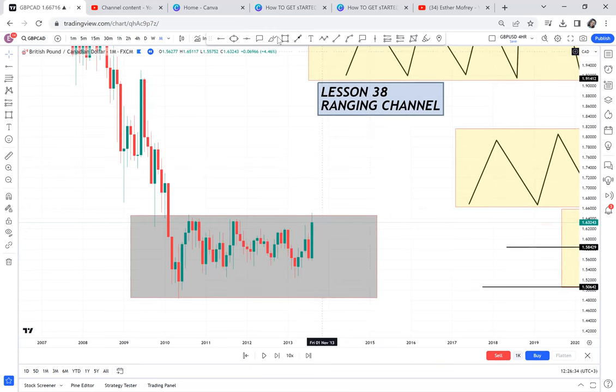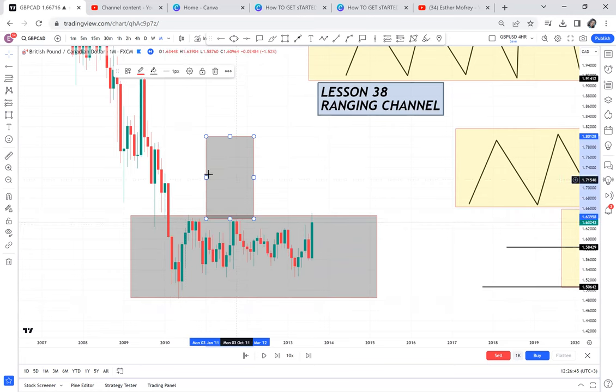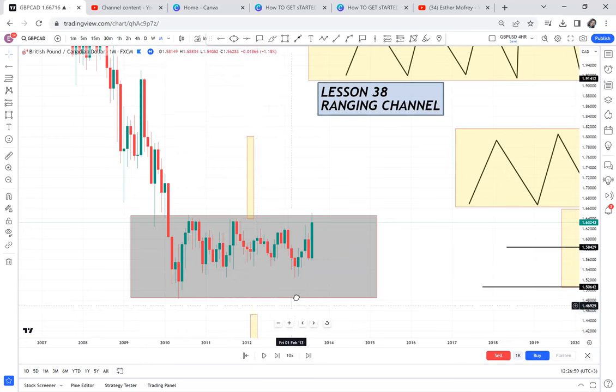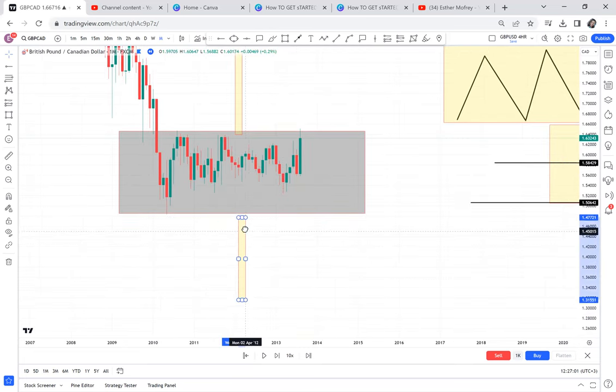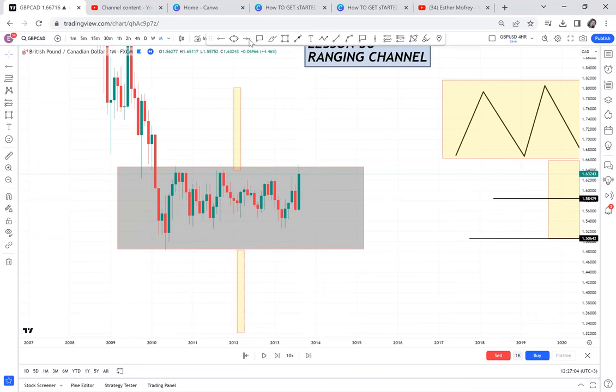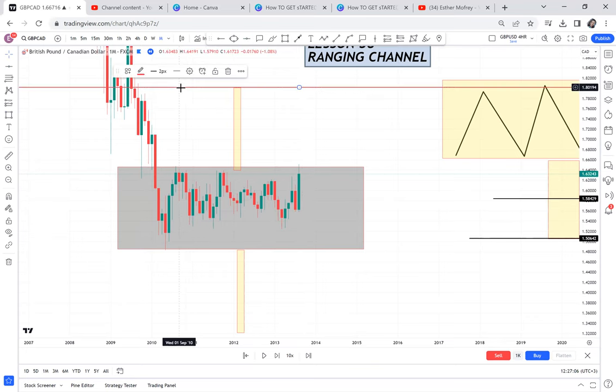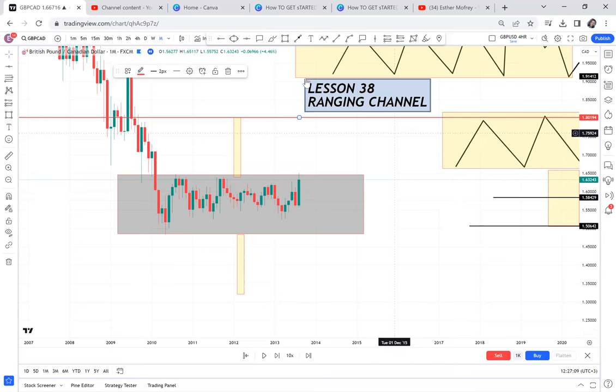For this ranging channel, first we need to measure the distance of the range, and don't draw your box not including the wicks. The wicks are included. This is the distance that the market will go if it agrees to break. At this point, nobody knows if this range will break at the upper side or the downside. That's why ranging channel is the most patient strategy that I've seen out there. It's simple because you're waiting for either side to break for you to react.